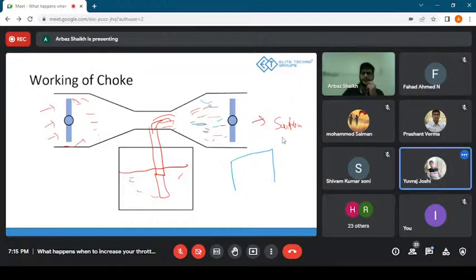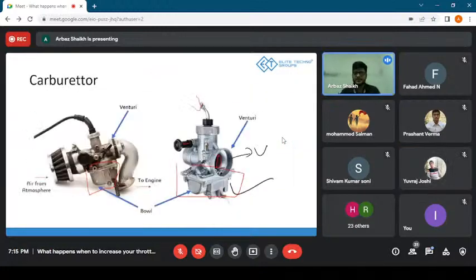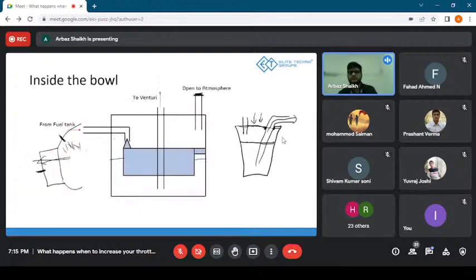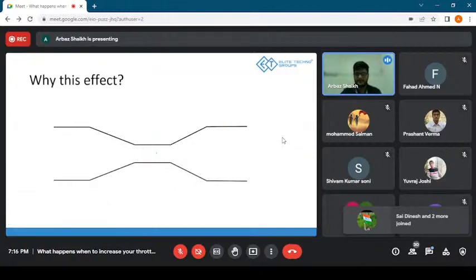Yes, sir. Sorted. Okay, so for recap, what we have seen till now: we initially saw what a carburetor looks like. We saw that there are two main sections of a carburetor. One is the bowl, one is the venturi, right? Next, we saw how the bowl works. We saw the float, we saw how it works, we saw the importance of the opening given to it for the atmosphere. Then we saw how the venturi works, and what exactly happens in the venturi effect.